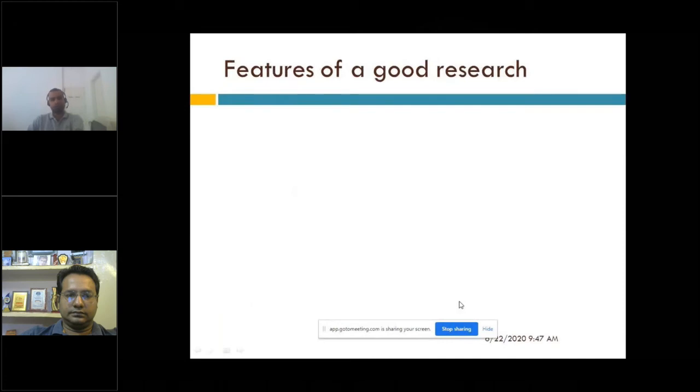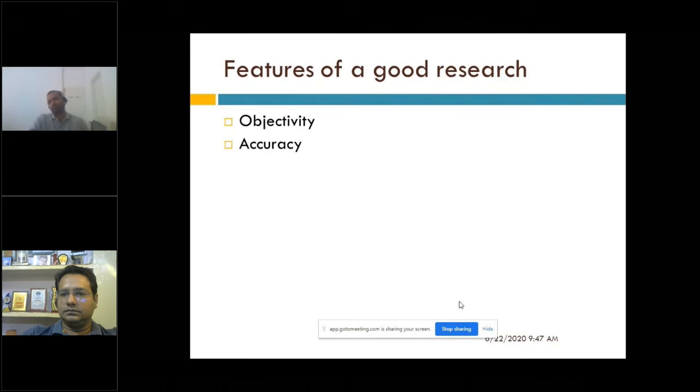Now, lastly, we want to discuss some of the features of good research. Objectivity. Objectivity means that we should not have any bias, any personal bias. Whatever we are going to study, we must study that thing only. When we have personal bias, then we say it's subjective in nature.